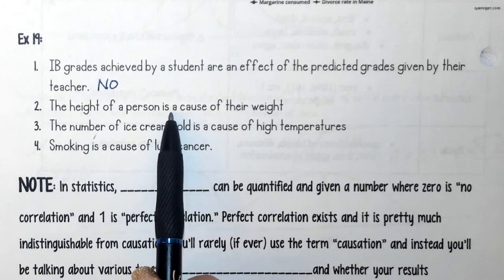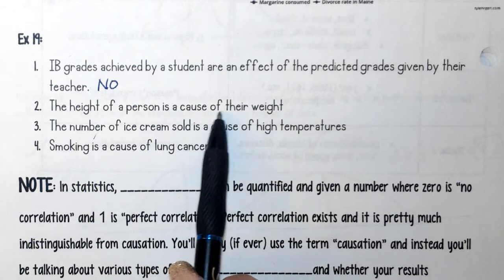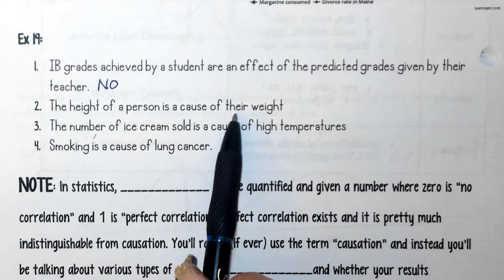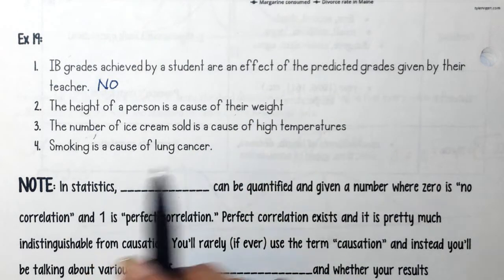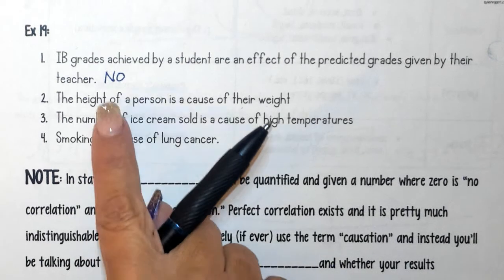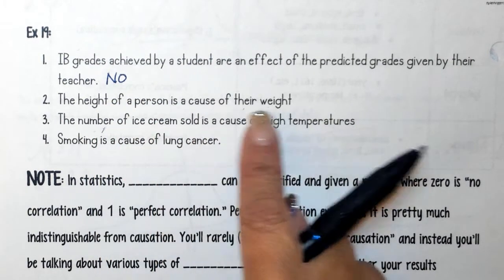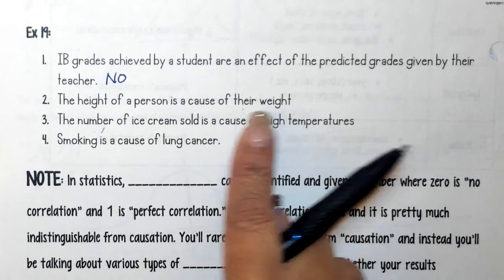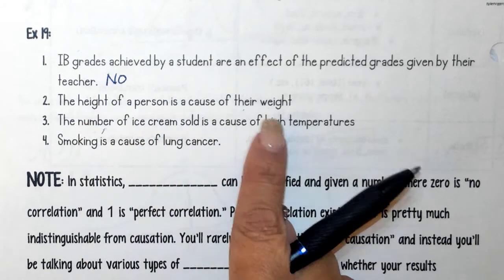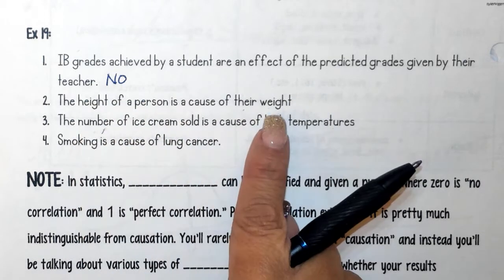The height of a person is a cause of their weight. Ooh, does height affect your weight? Actually, yeah, it does. And you could kind of go both ways on that. I guess you could say the taller the person, the less they weigh. Maybe somebody's really tall, but they weigh less. But usually your height and your weight do correlate together.